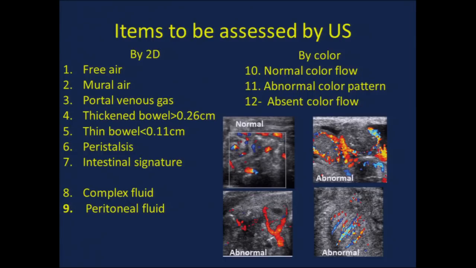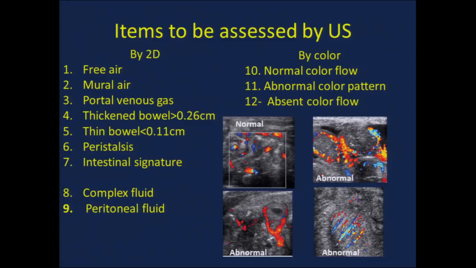Thin bowel or thick bowel, both of them can reflect ischemia. Thick bowel is in early stages, and can be seen in areas that are normally thick, like the jejunum. Thin bowel can be thinner than 0.11 centimeter, and the thinnest part of the bowel is the colon. So we can evaluate the jejunum, ileum, and colon separately by thickness, and we can get an idea about the impact of ischemia on all of them.